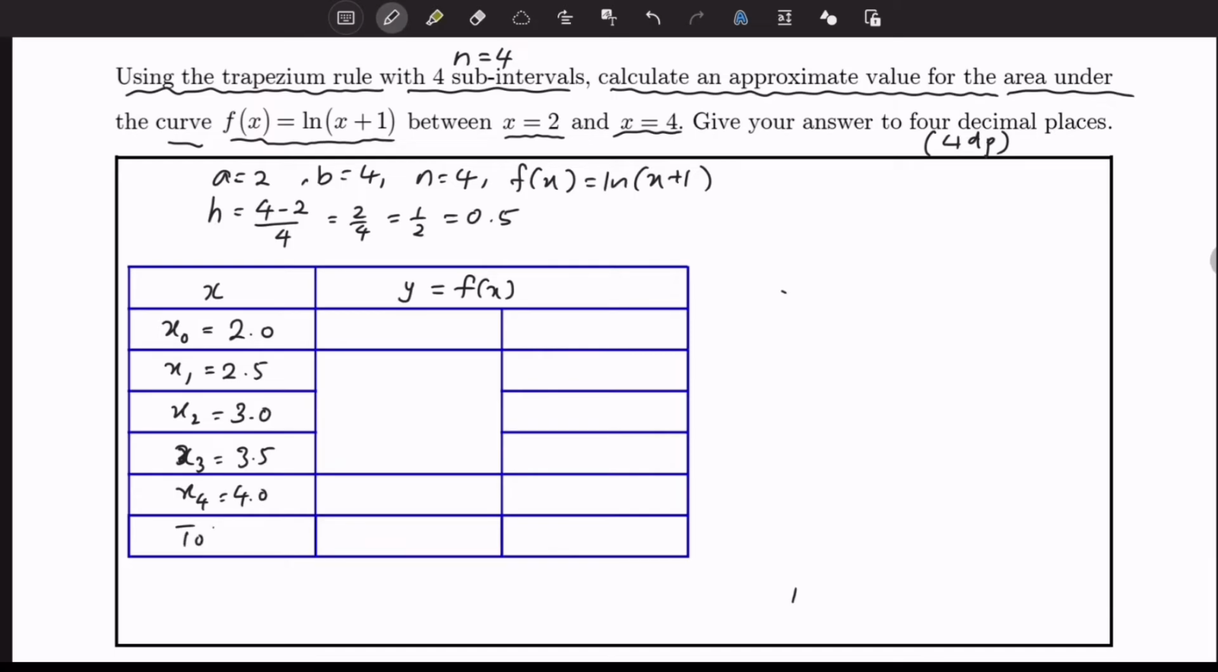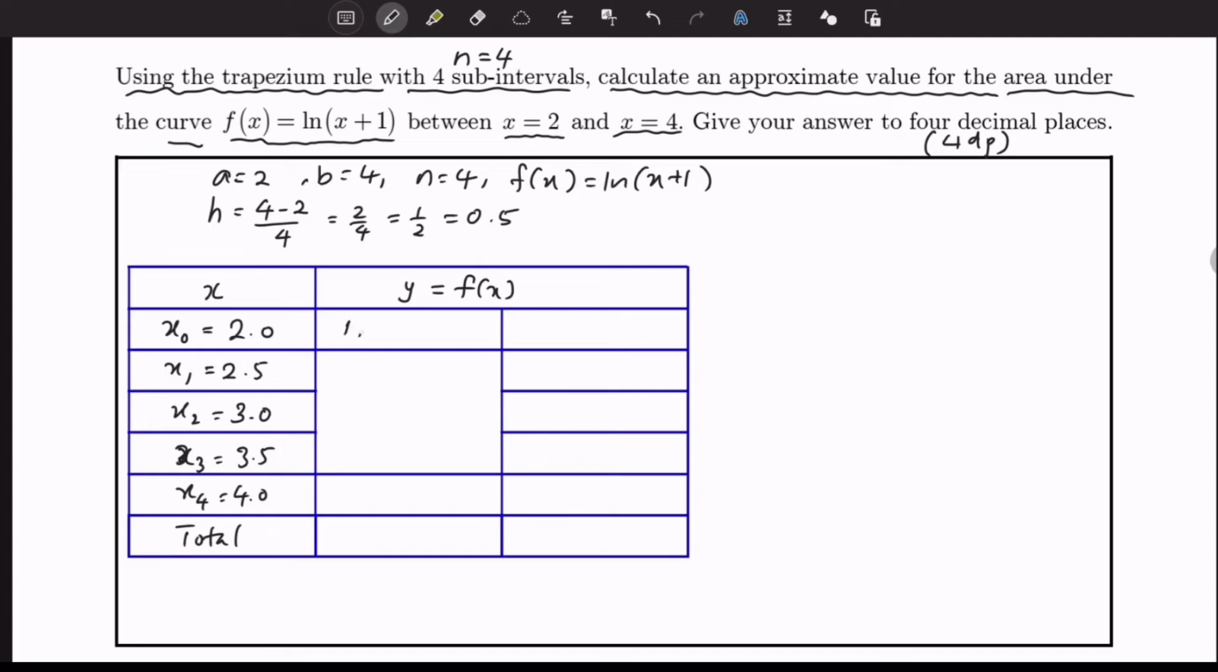So this is total. Now press your calculator. Use the table, and then you can simply copy down the value. We want 4 decimal places, so inside the table there should be 5 decimal places.